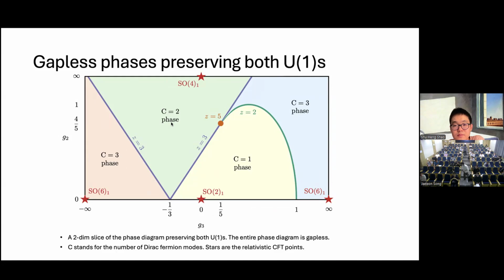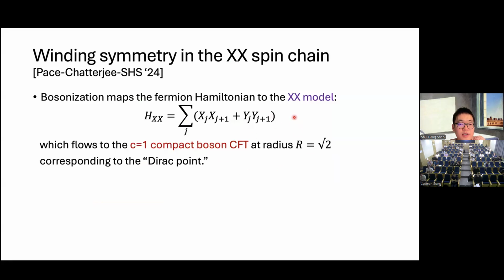Okay. All right. So that's the fermion model. There's a closely related spin chain model known as the XX model, or sometimes also called the isotropic XY model. Here X is the Pauli X and Y is the Pauli Y operator. This model is locally equivalent to the free fermion model we were talking about, but globally they are different. This flows to the c equals 1 compact boson CFT at a particular radius.